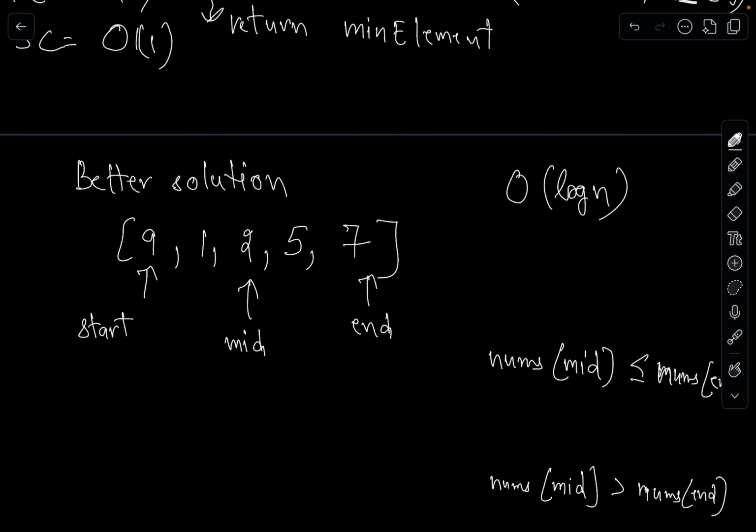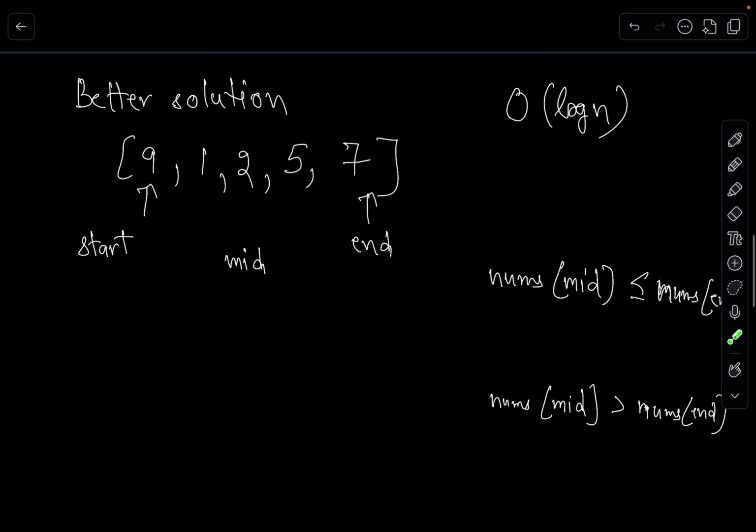Can there be a third case? No, it can't. Either this element has to be less than, I made a mistake. Let me just correct it. So either this element has to be less than this 7, or this element has to be greater than 7. There are only two cases. Now we have to think of reducing the search space by using this information.